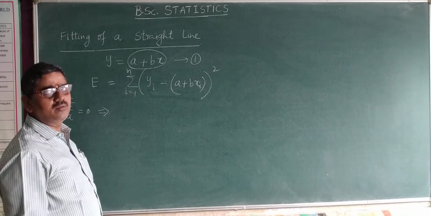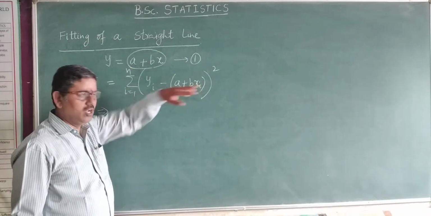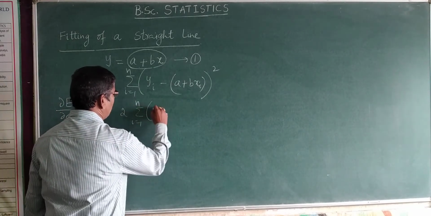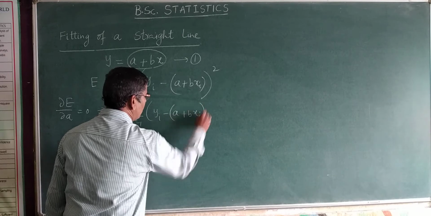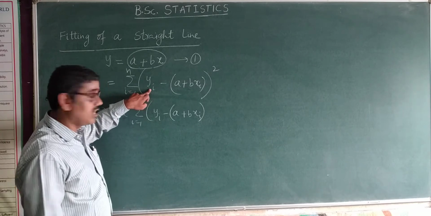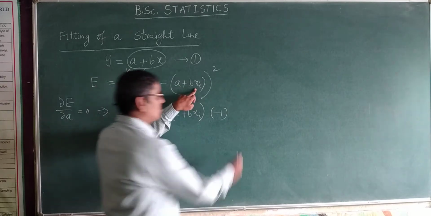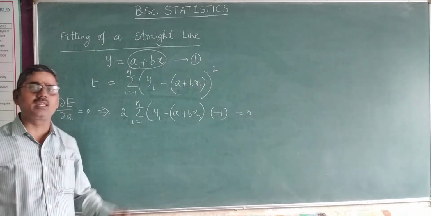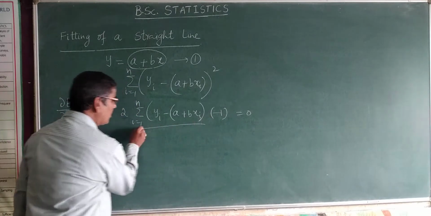What is the differentiation part? For example, for f of x whole square, the derivative is 2 into the function of x. So 2 multiplied by summation i equal to 1 to n of yi minus a plus bxi, multiplied by the differentiation with respect to a of yi minus a minus bxi. Here you see yi differentiation is 0, minus a differentiation is minus 1, bxi differentiation is 0, and it is equal to 0. You understand this? It is a simple part of differentiation. So therefore, 2 cannot be 0, minus 1 cannot be 0. So therefore only the summation part is 0.